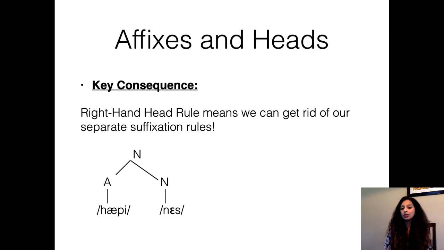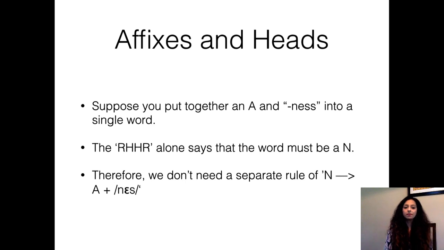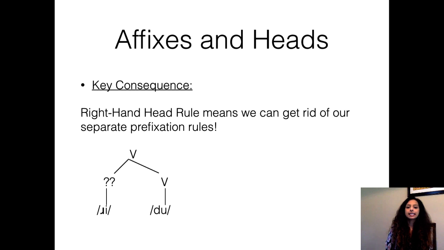And so what we can now do is use the right-hand head rule to get rid of all the rules for prefixation and suffixation. Right? And what you do is basically you say if you add an adjective and a suffix, the category of the resulting word is that of the suffix, right? So the category of the suffix is going to determine what the part of speech of that word is. And so basically we will have rules such as this, right?